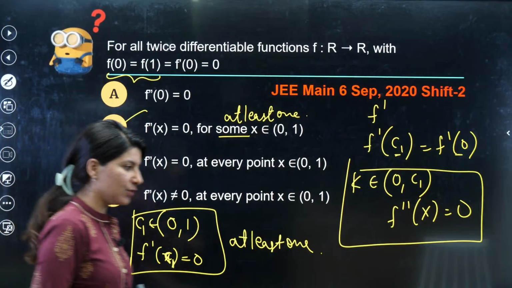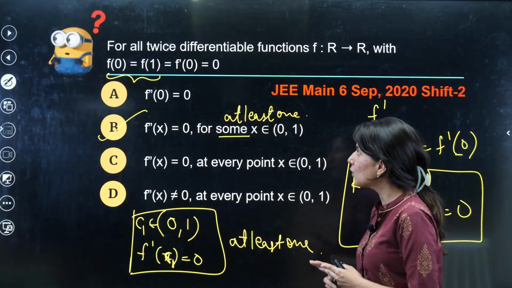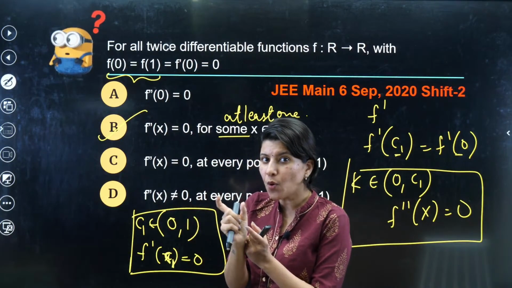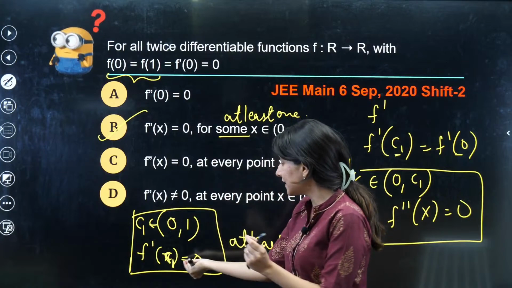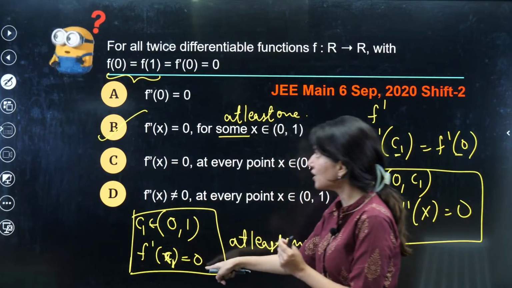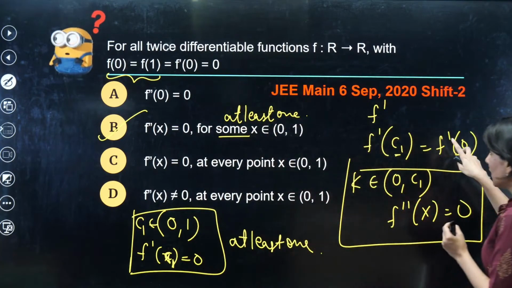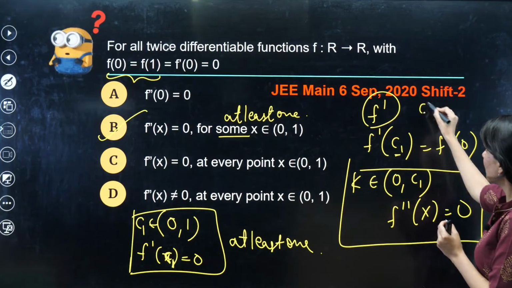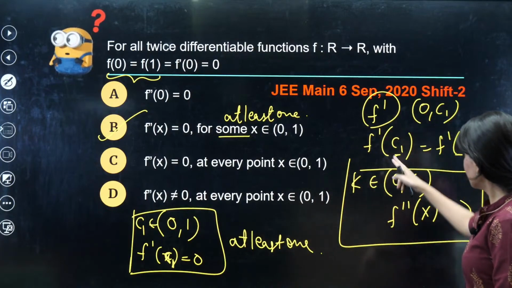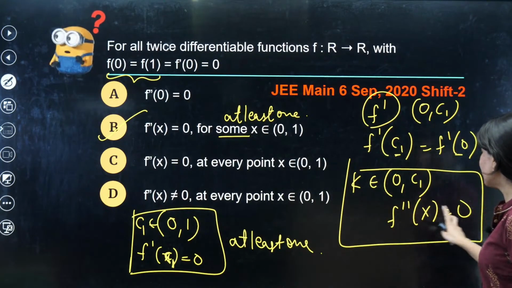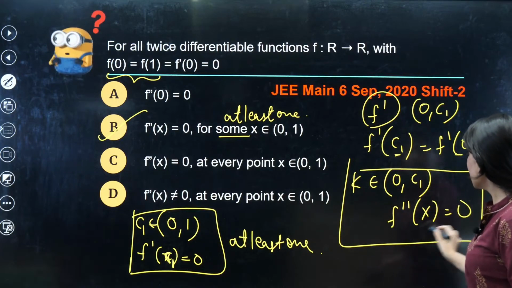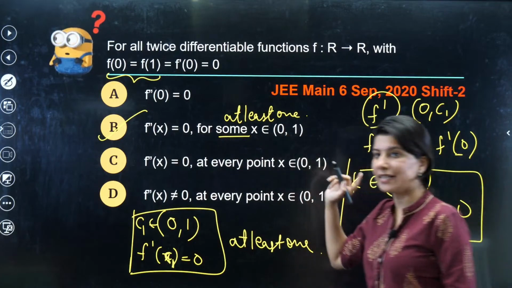So option B is absolutely right in this. First I applied Rolle's theorem between 0 to 1 on f and I realized that there is a point, suppose C1, which lies between 0 to 1 where my f dash C1 is 0. Now my f dash C1 is 0, f dash 0 is also 0. So now I am applying Rolle's theorem from 0 to C1, where C1 is somewhere between 0 and 1. So from 0 to C1, my f double dash x becomes 0, and this C1 is lying between 0 and 1. So that means f double dash x becomes 0 for at least one point between 0 and 1.